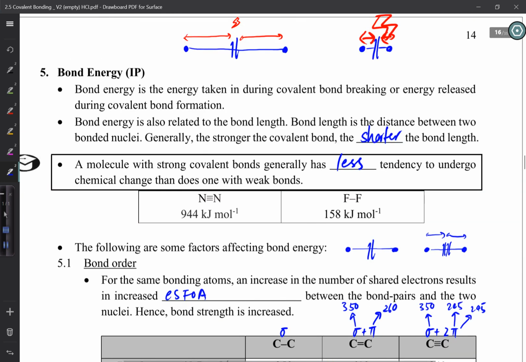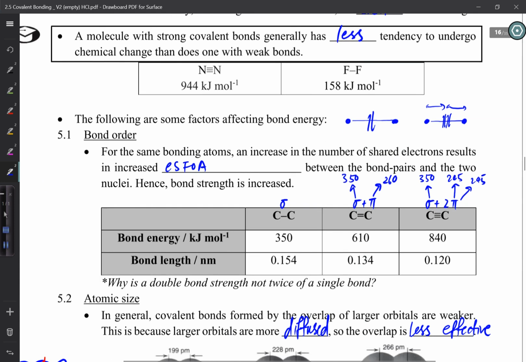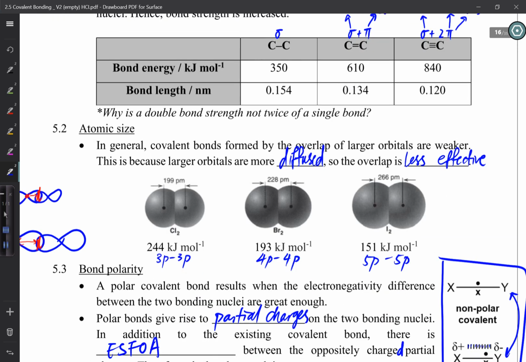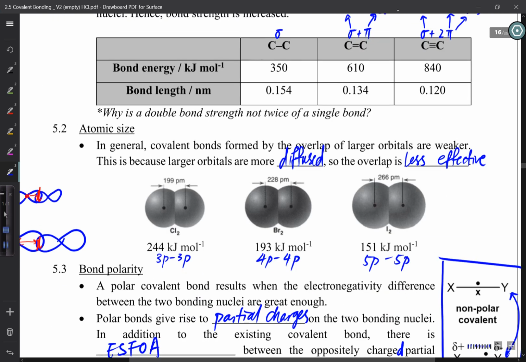Look at this, bond energy, alright? What affects bond energy? First, bond order. The 3 bonds that we talk about, they all are single bonds, so we don't use these. What about atomic size? I give you specifically the 3 examples, right? Chlorine, bromine, iodine. Now it's just comparing Si-Si and C-C. So if you compare these two, what can you say?